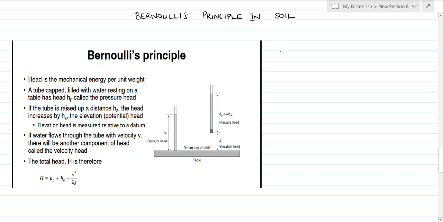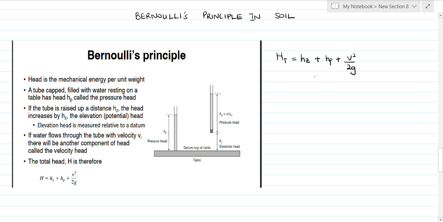Right, so the first thing that we're going to look at is the Bernoulli principles in soil. Now, before that, let's look at Bernoulli's principle. Bernoulli's principle says that the total head possessed by a fluid is given by the elevation head plus the pressure head plus the velocity head.